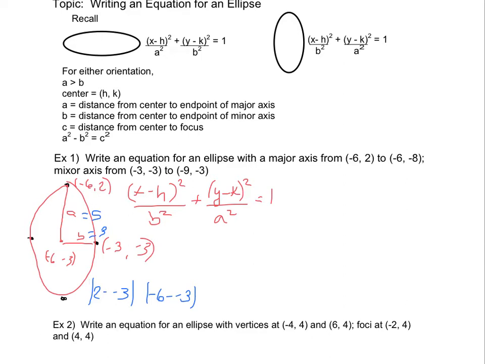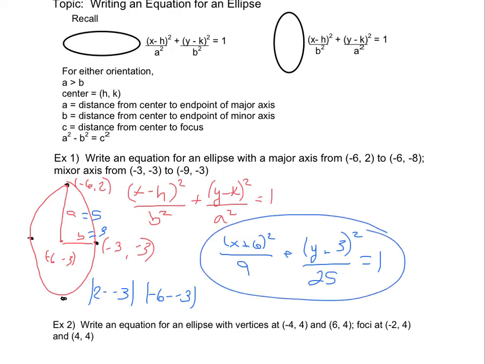Either way, once I have my A, my B, and my center, I can plug those into my equation. So I'm going to have x minus my h, and my h was -6, so I'll have plus 6 squared over b squared, which was 3 squared, so 9, plus y minus my k, well my k was -3, so I'm going to say plus 3 squared all over my a squared, which is 25, equals 1, and that's going to be my equation of my ellipse. Moving on to the next one.